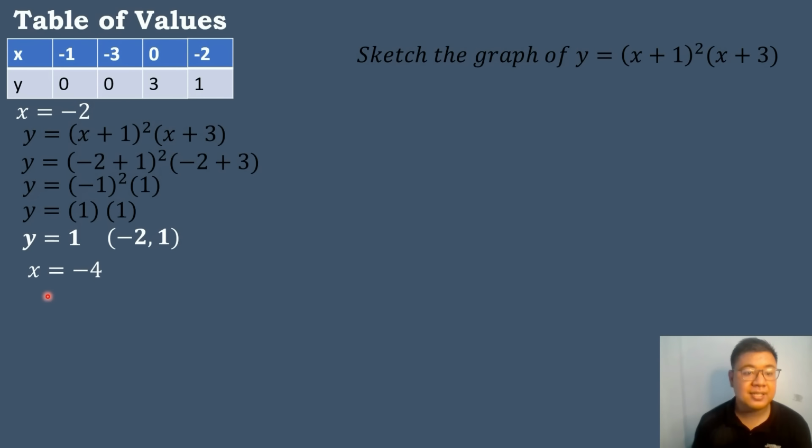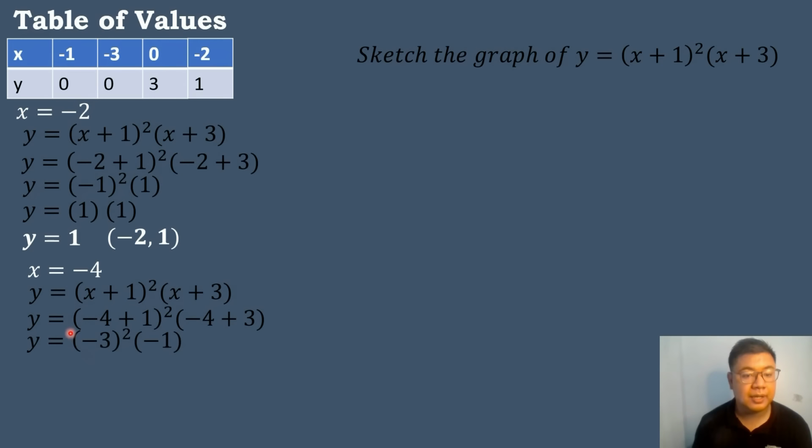And then after that, let's have x is equal to negative 4, since the next number after negative 3 is negative 4. So let's substitute negative 4 into our equation. We have y is equal to the quantity negative 4 plus 1 to the second power times the quantity negative 4 plus 3. Negative 4 plus 1 is negative 3 to the second power, and negative 4 plus 3 is negative 1. Simplify: negative 3 to the second power is positive 9, and 9 times negative 1 is negative 9. So if x is equal to negative 4, then y is equal to negative 9. So we have the point negative 4, negative 9.